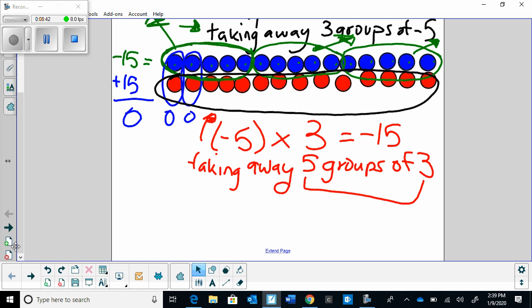So you could show this statement the same way that we just demonstrated the last one. Basically, we're trying to create 0 pairs. We're trying to start with 0, with nothing, and then from there, we can take away the groups that we need.